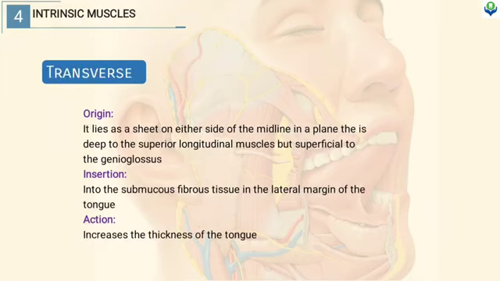Transverse muscle. It lies as a sheet on either side of the midline in a plane that is deep to the superior longitudinal muscle but superficial to the genioglossus muscle. It gets inserted into the submucous fibrous tissue in the lateral margin of the tongue. It acts by increasing the thickness of the tongue.